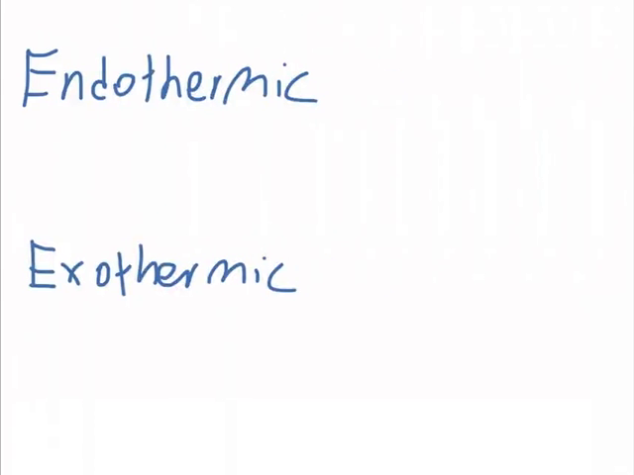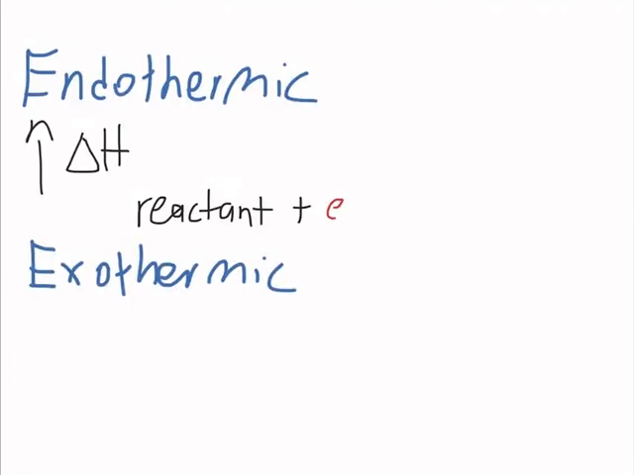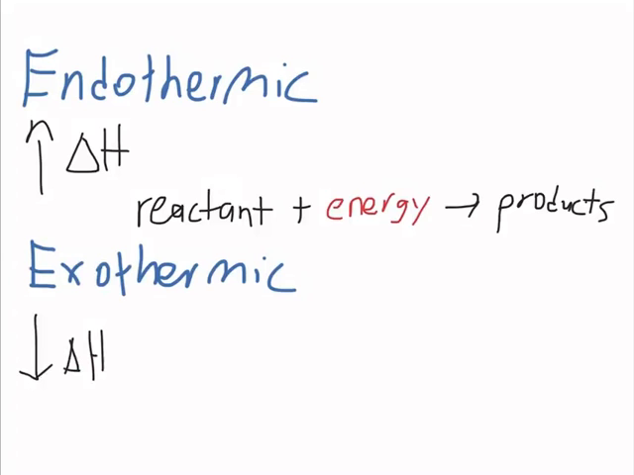Next, let's take a look at endo and exothermic reactions. An endothermic reaction is a reaction that gains enthalpy. This means that the enthalpy value is positive. In an endothermic reaction, energy is on the reactant side. An exothermic reaction, however, is a reaction that loses enthalpy. This means that the H value is negative. In an exothermic reaction, energy is on the product side.